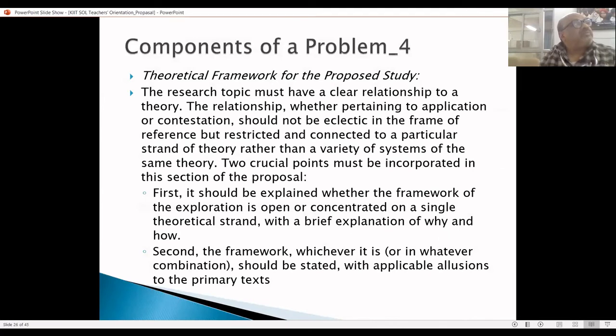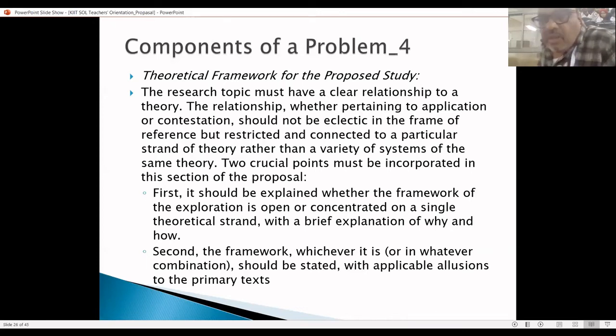Then we come to the theoretical framework. Normally people confuse theoretical framework with methodology, which is wrong. A theoretical framework is not methodology in literary research. A theoretical framework gives us a perspective for interpretation or a perspective for analysis, and it comes from the revolution of literary theory. Since the 1960s, there has been a revolution in literary theory, and those theories are very useful in giving us a perspective so that we can come up with a completely new kind of interpretation of a text.